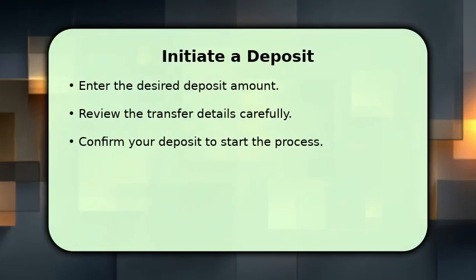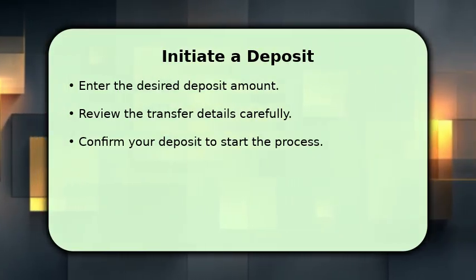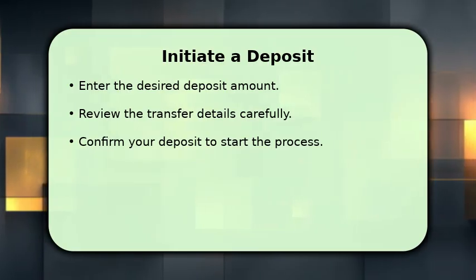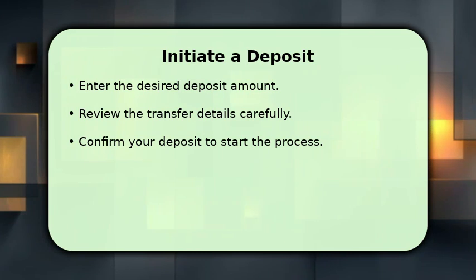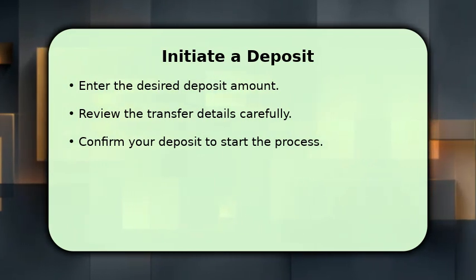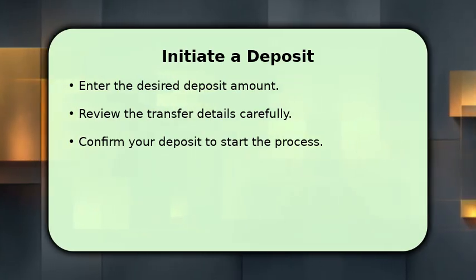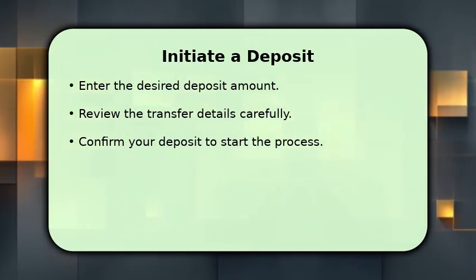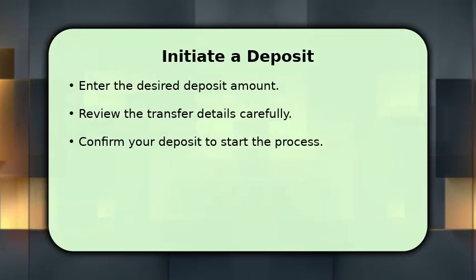After linking your bank, you can initiate a deposit. Enter the specific dollar amount you wish to transfer into your Robinhood account. Double-check the amount to ensure accuracy before proceeding. Robinhood will display a summary of your transfer, including the estimated arrival date. Once you confirm, the transfer process begins. You'll receive a confirmation message, and your funds will be on their way.